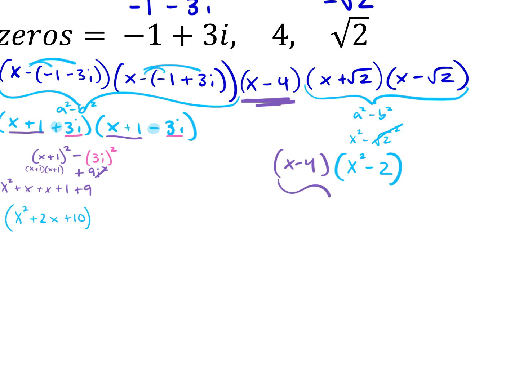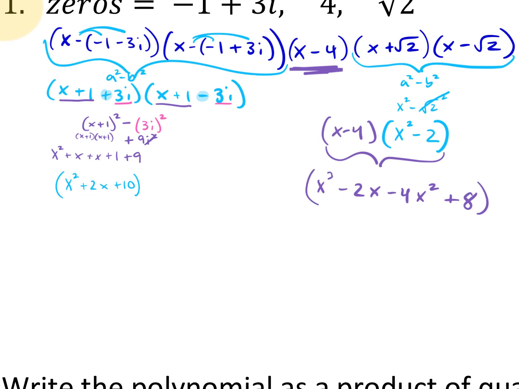So I'm just going to FOIL these 2 together now. The order that you multiply them doesn't matter. If you want to multiply x minus 4 times the first one, that's fine too, and then multiply that to x squared minus 2. That would work. You'll get the same answer if you do it right. But I'm going to multiply these 2 together, so let's FOIL. We get x cubed minus 2x minus 4x squared plus 8. So now this is going to get multiplied to the first one over here. I'm going to rewrite it in standard form. So we've got x cubed minus 4x squared minus 2x plus 8.